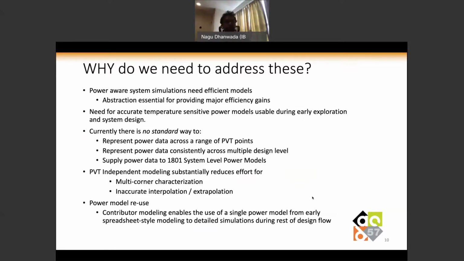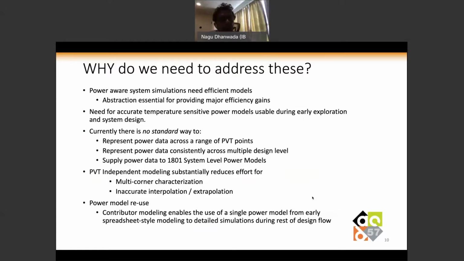So you clearly see that currently there is no standard way to represent power data across a range of PVT points. There is no standard way again to represent power data consistently across multiple design levels, as well as no standard way of providing power data to 1801 system level power models, right?